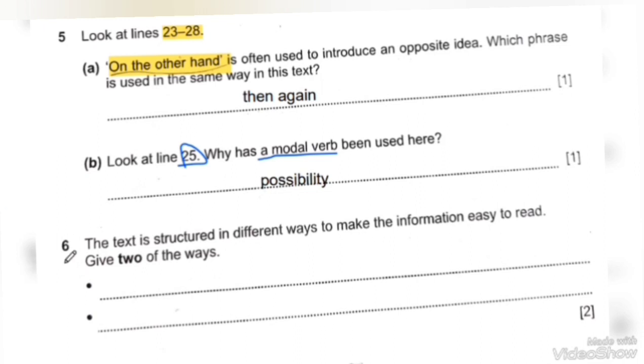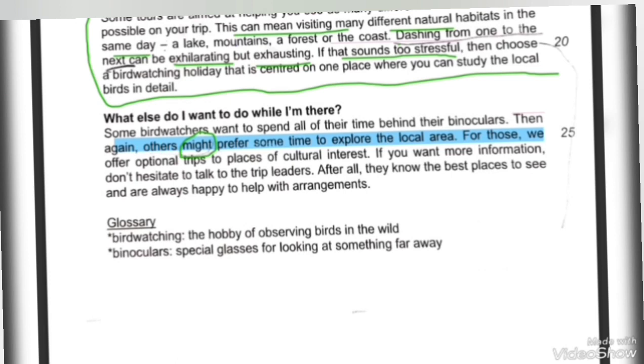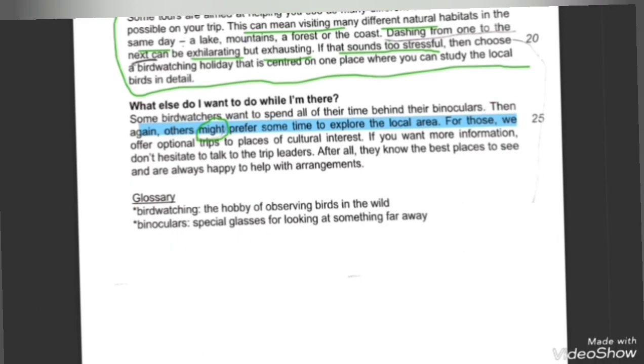Okay, let's go for number 6. The text is structured in different ways to make the information easy to read. Give two of the ways. Okay, so I need how many ways? Two. Ways of what? Make the text easy. So let's just check two ways, make it easy for us to understand the text, the whole text. So let's check the whole text.